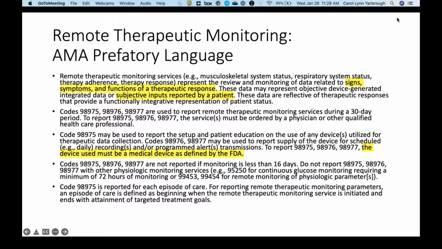There is an education code, like RPM. I'm going to assign this patient to watch this video every single day and perform these exercises. I can bill 98975 for that. It can be a clinical staff member, it does not have to be medically trained. The other codes, 98976 and 98977, report the device supply or programmed alerts transmissions. The device used must be a medical device as defined by the FDA.